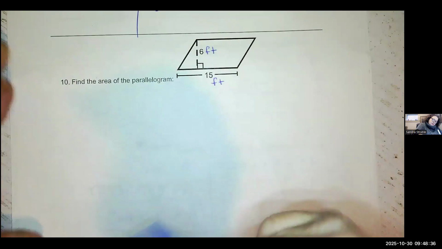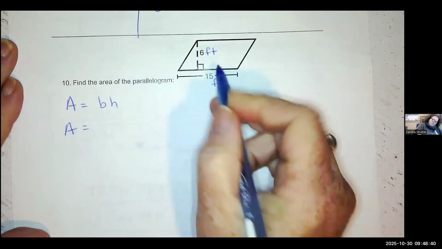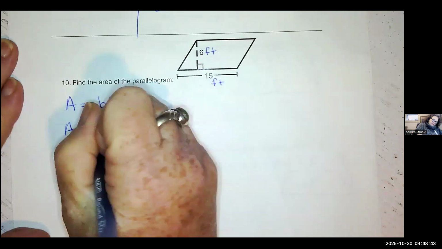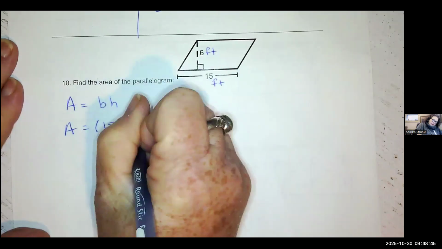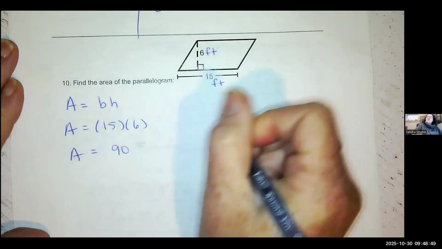Area is base times height. 15 times 6 is 90. Don't forget your unit, and it must be squared since it's representing area.